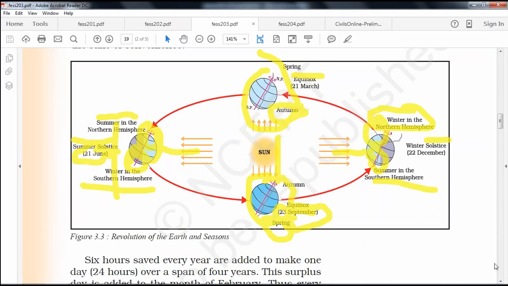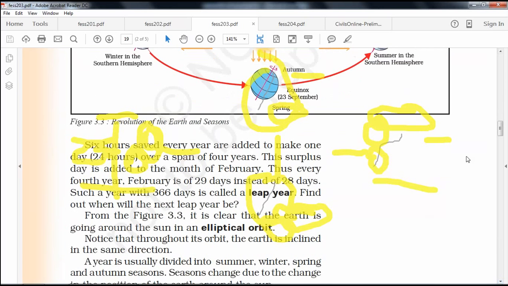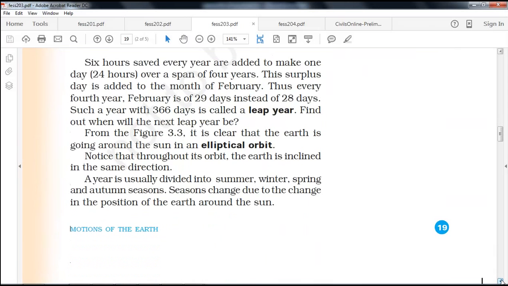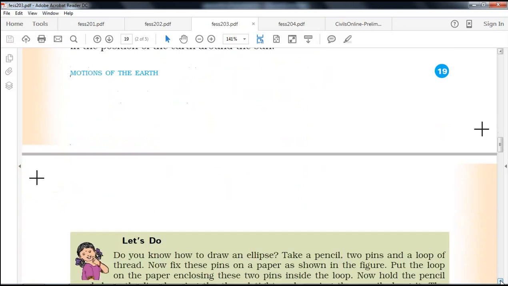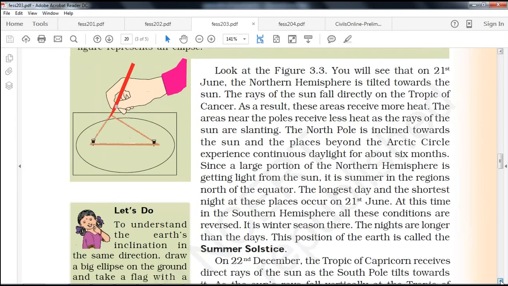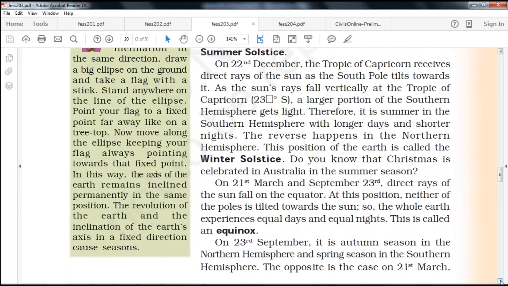Let's look at the next items. We already came to know about leap year and elliptical orbit. Earth's orbit around the sun is elliptical, and here how to draw an ellipse is given. It's not required for us. And we discussed summer solstice, winter solstice and equinoxes as well.